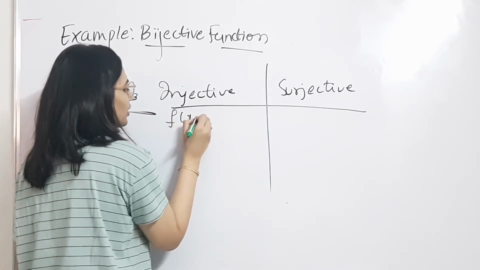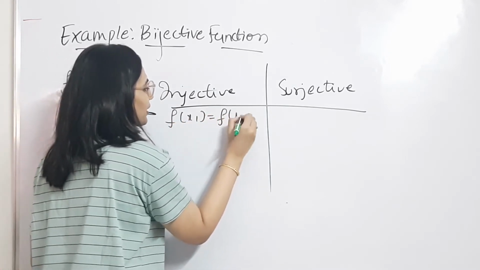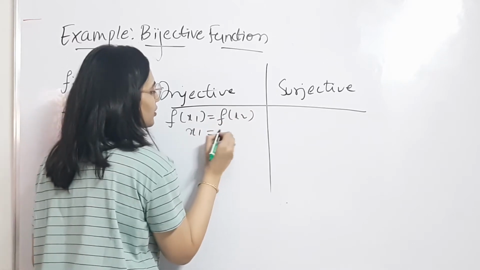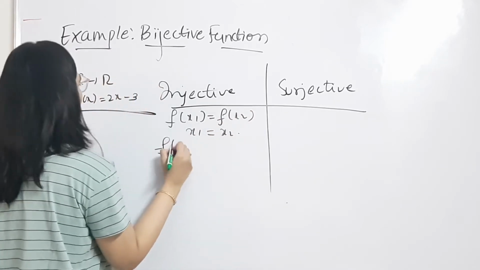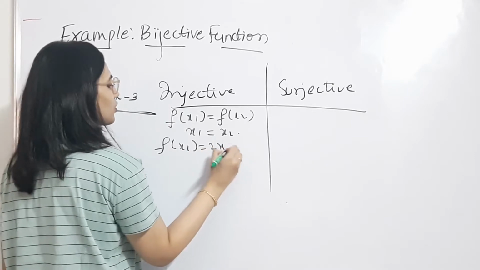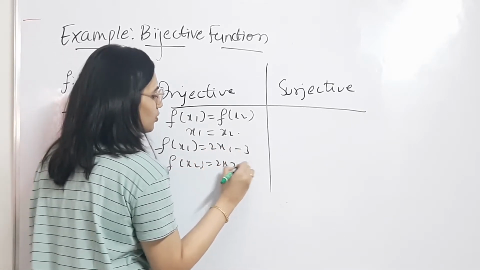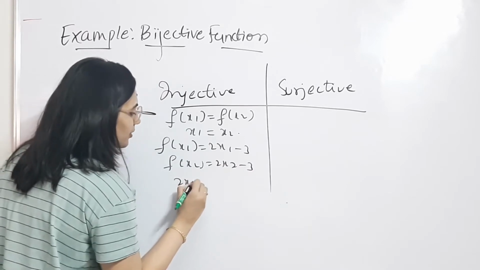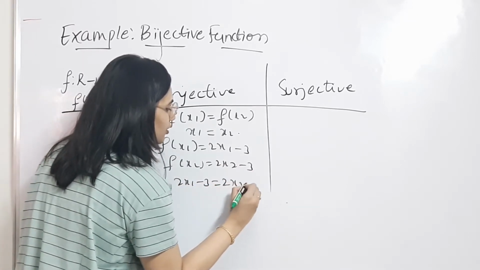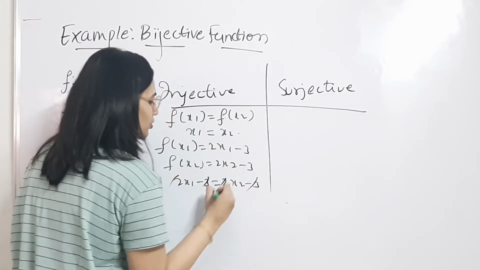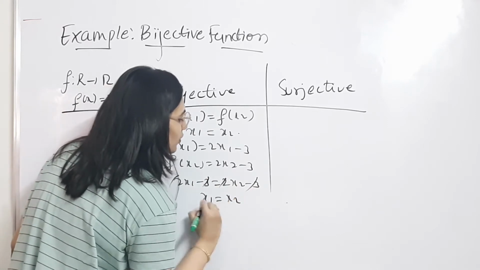You need to show that if f of x1 is equal to f of x2, then x1 is equal to x2, right? So now let's put this as f of x1, you get what? 2x1 minus 3. What is f of x2? You get 2x2 minus 3. Now equate them. 2x1 minus 3 is equal to 2x2 minus 3. Cancel 2, then you will get x1 is equal to x2.